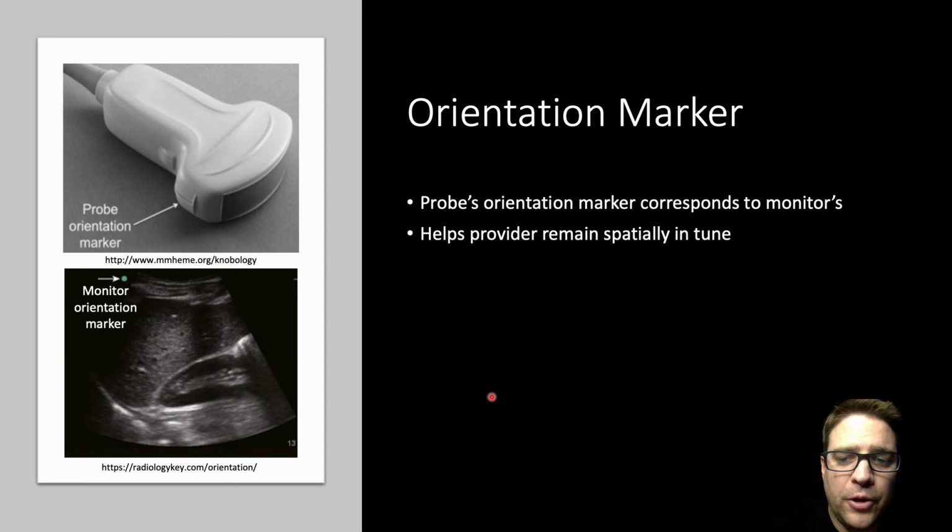A feature shared by all transducers is the orientation marker. The probe's orientation marker, also called the notch or index marker, corresponds to the monitor's orientation marker, which is usually a little colored square or circle on the screen. The purpose of the orientation marker is to help the provider remain spatially in tune with the location of the patient, transducer, and the image on the monitor.